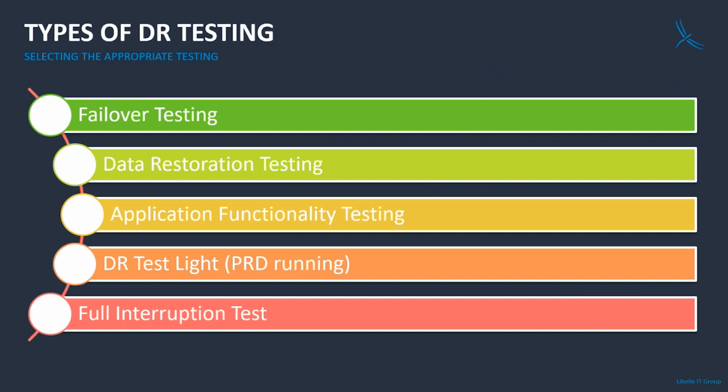The biggest DR test that we can do is a full interruption test, where we simulate a real DR scenario. We shut down the production system and we test whether the DR site comes online and is accessible and available. This is the most realistic, but also the most dangerous test scenario.